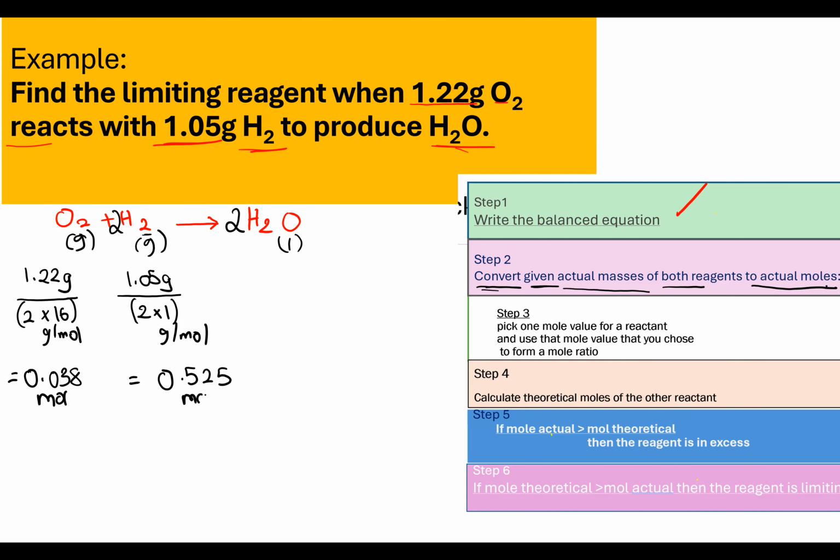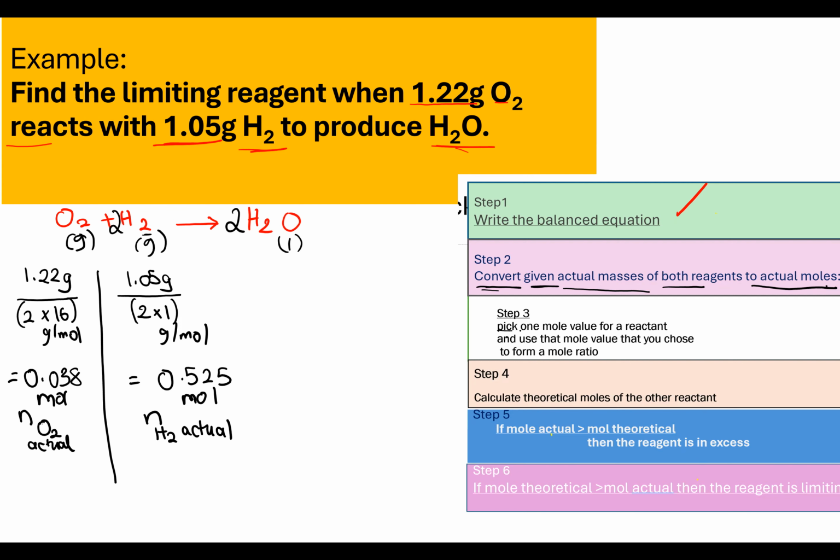I need to write here now the moles of each one of them, and I need to write over here that this is n of O2, that is actual, very important to label, and this is n of H2, that is actual. How do I know? Because it's written underneath it. I was carrying out all of these steps underneath the reactant that I wanted, just to guide your eyes. So step number 2 is done, where we calculated the actual moles.